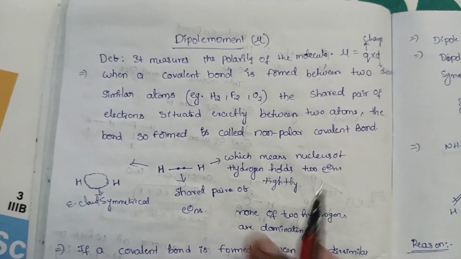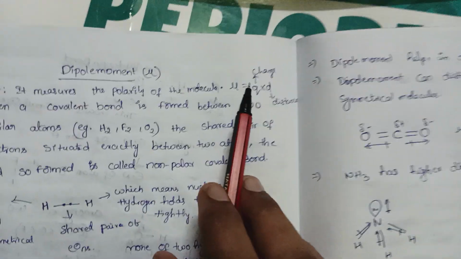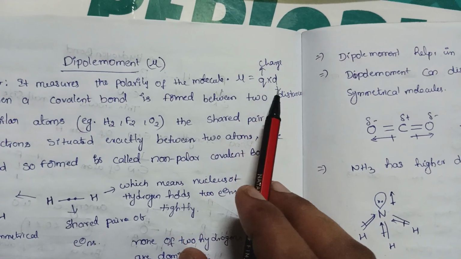Today we are going to discuss dipole moment. It is denoted by mu. Mu equals Q into d. Q is the charge, d is the distance.